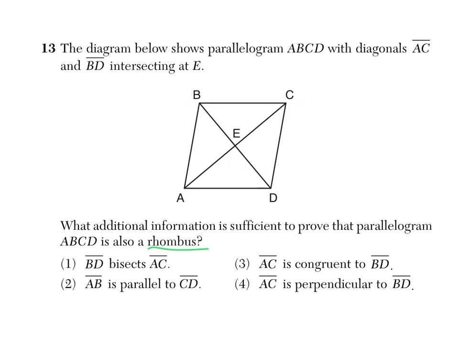Yeah, that's one of the properties of a rhombus, and so I'm going to include that little mark indicating that that angle is 90 degrees, that AC is perpendicular to BD. This is the correct answer.